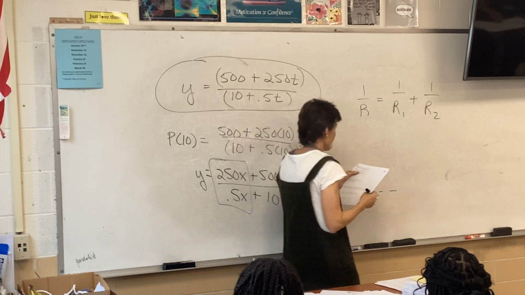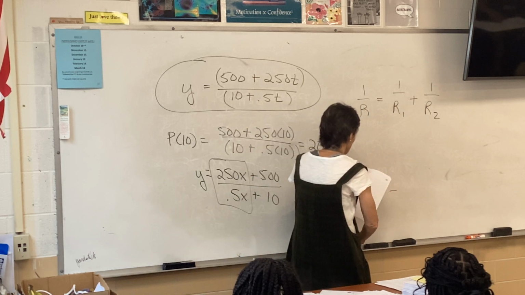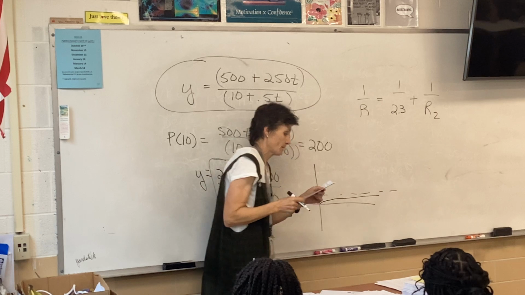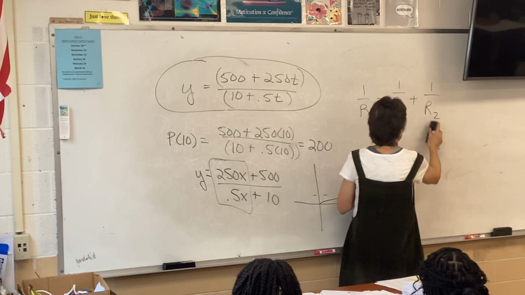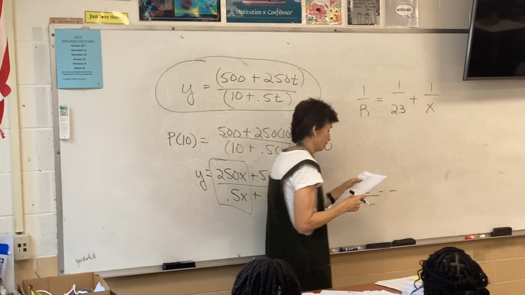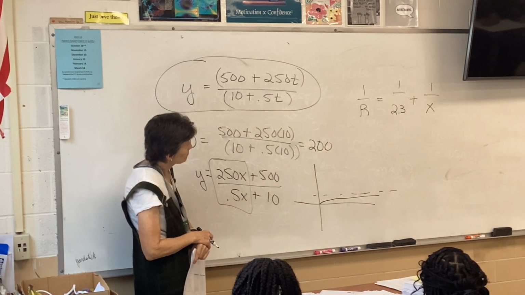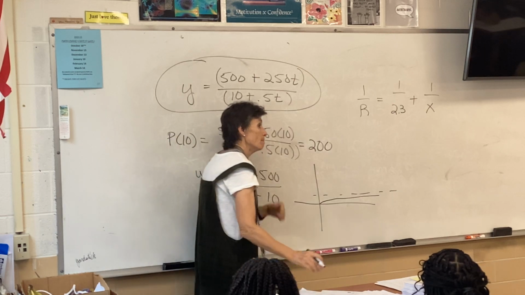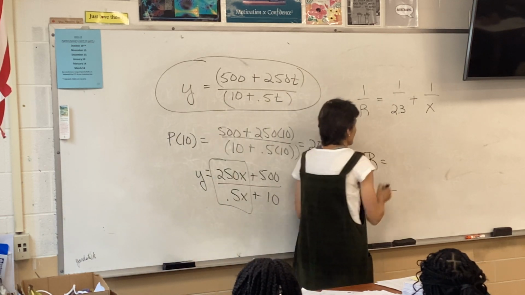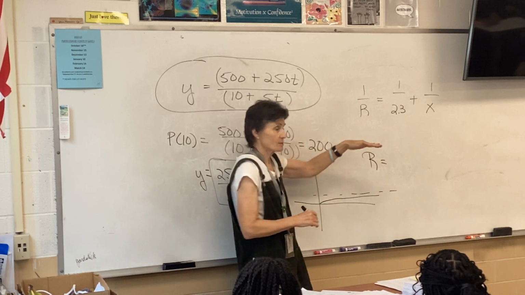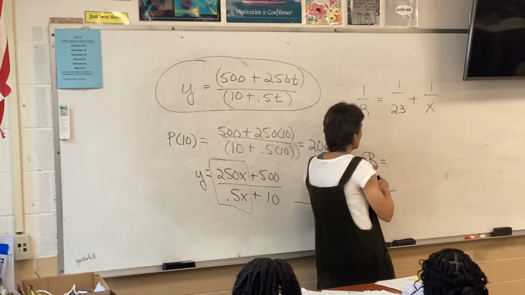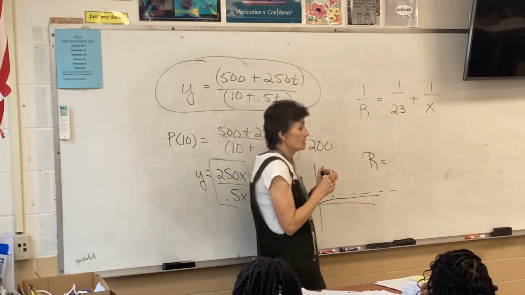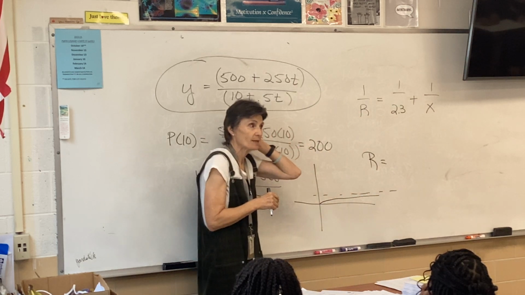One resistor has a resistance of 2.3 ohms. So I'm just going to make this 2.3. Let X be the resistance of the second one. Does that look okay to everybody? All right. Now, my job is to write R equals. Not 1 over R, but R equals. And it's going to have some X's over here, and that's perfectly fine. But I want to get R, just plain R, equal to some stuff. So any suggestions how we might do that?